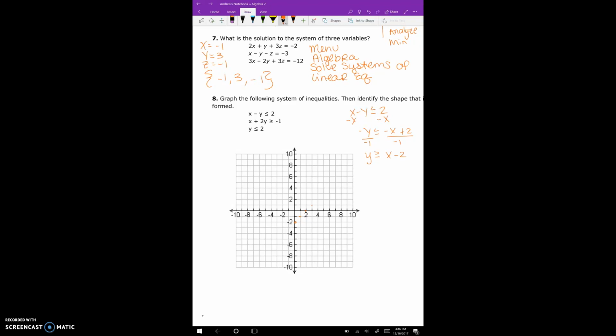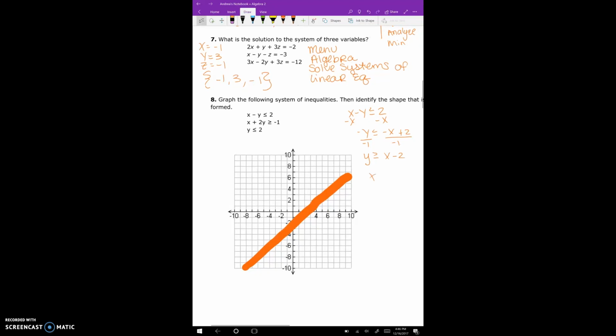So I'm going to draw my graph here. And notice, because it's equal to, I'm going to have a solid line. Let me go ahead and make that a little bit thicker. Solid line. Didn't mean to make it that thick, but that's all right. Next, I'm going to do this one here. Shade this above.